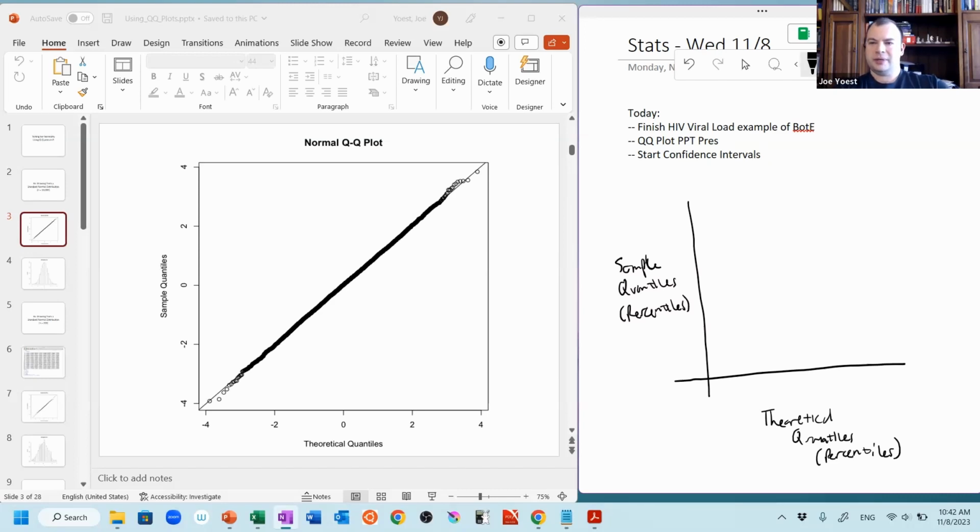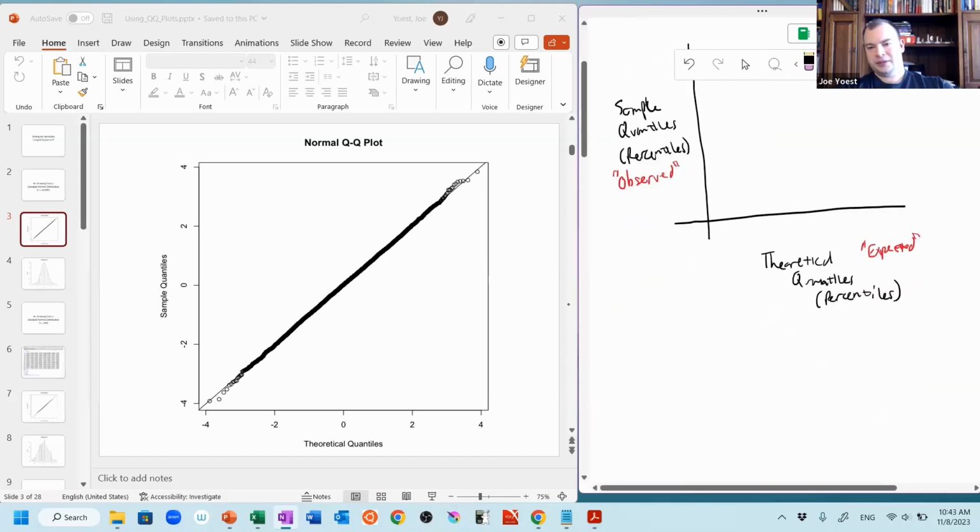And another way that we could think about this is the theoretical quantiles would be like expected. In other words, in a theoretically perfect scenario, this is what we would expect to get, versus sample quantiles from our sample data. This would be something like observed. So what did we actually observe? So what are we kind of doing to construct this plot? Well, here's what we would do.